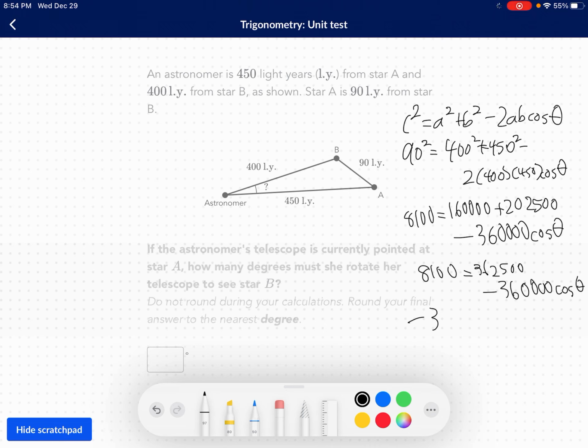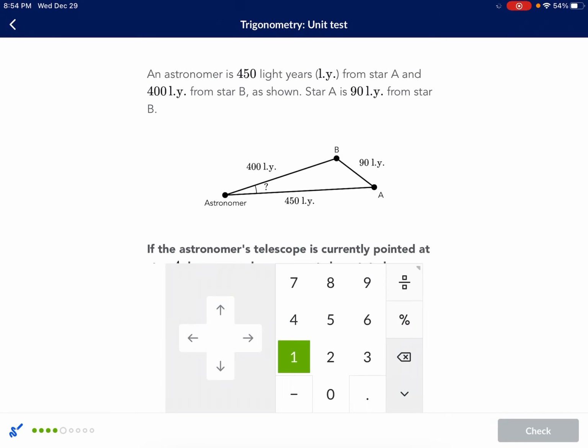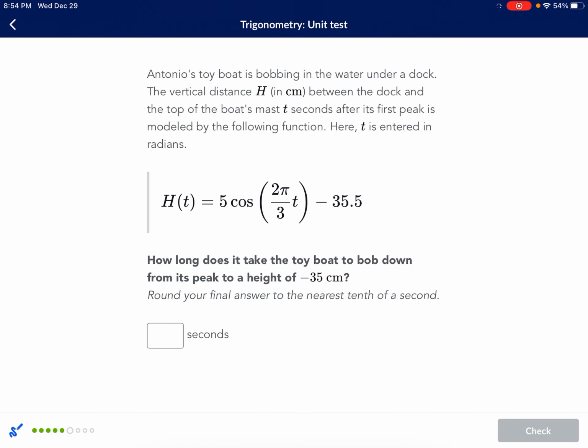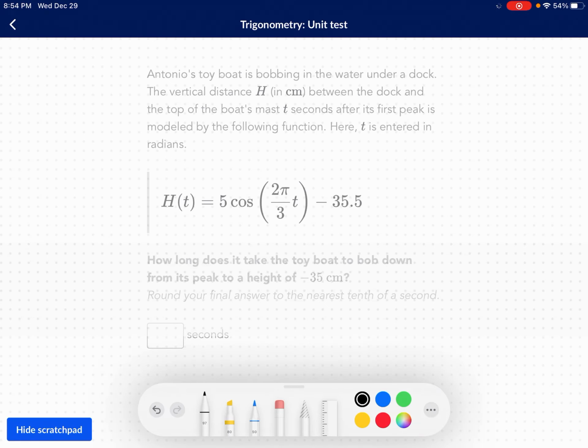8100 minus that. Negative 354,400 is negative 360,000 cosine of theta. Divide negative 360,000 and take the inverse cosine. Wait, is my calculator in degree mode? Take the inverse cosine of what I just got, and that's about 10 degrees. Nice. Alright.